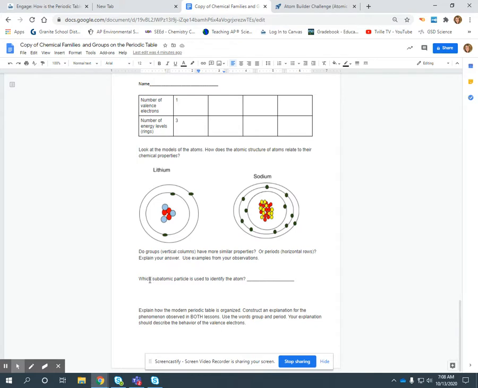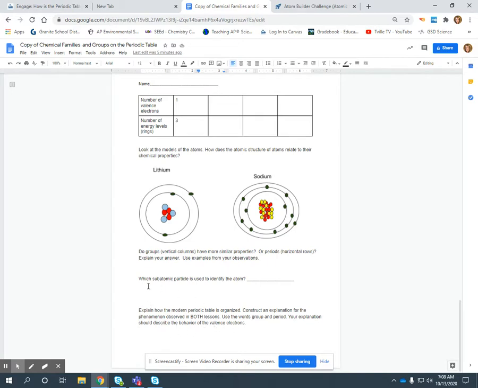Okay, this question says which subatomic particle is used to identify the atom. So just write in your answer, a proton, neutron, or electron here on the blank. And then the last thing is to explain how the modern periodic table is organized. Construct an explanation for the phenomena observed in both lessons. Use the words group and period. Your explanation should describe the behavior of valence electrons.